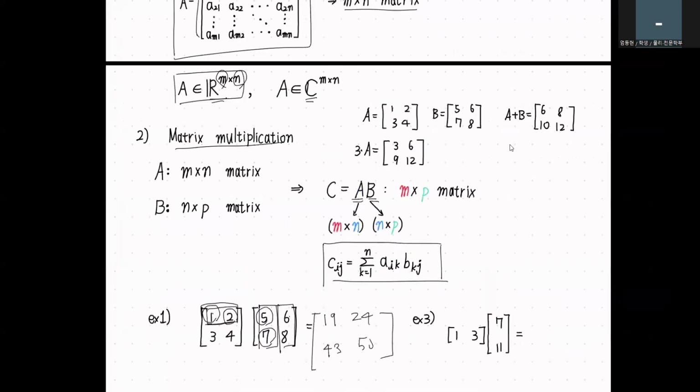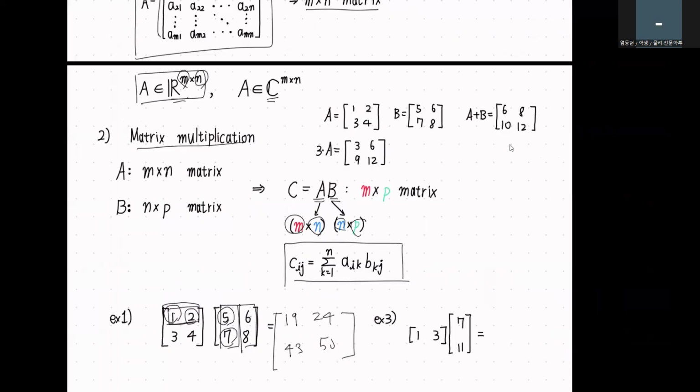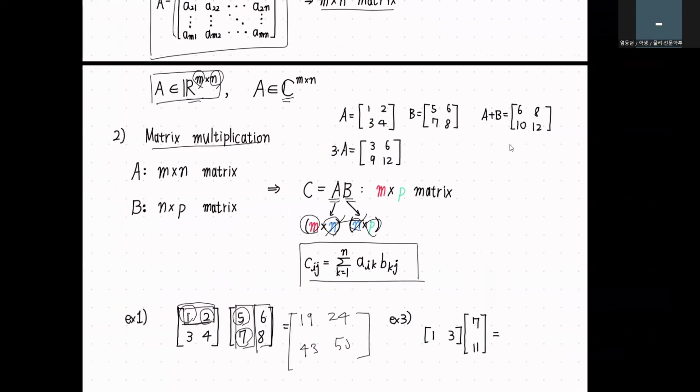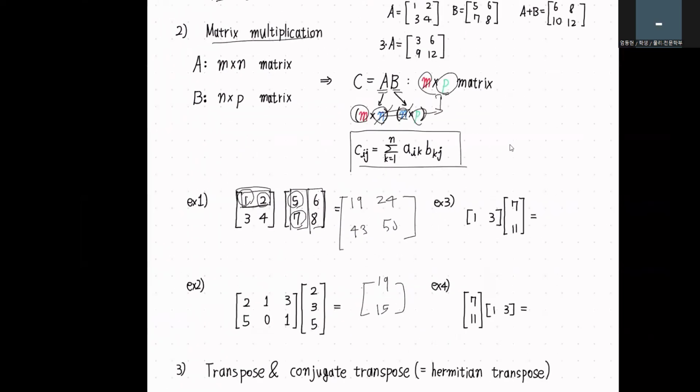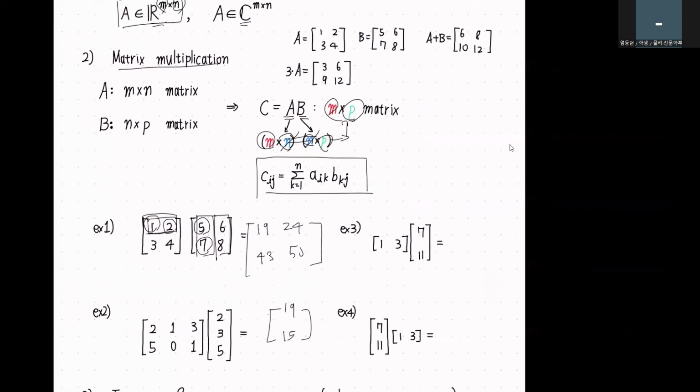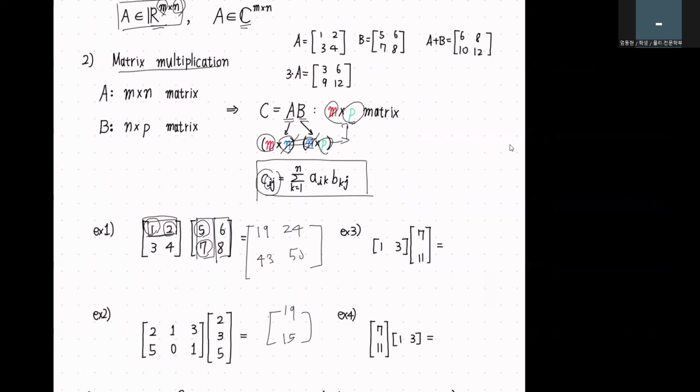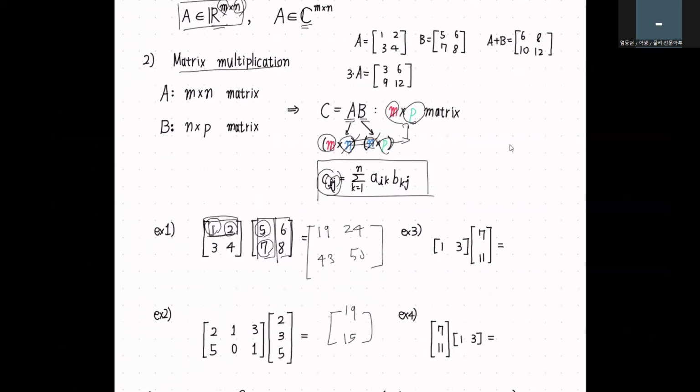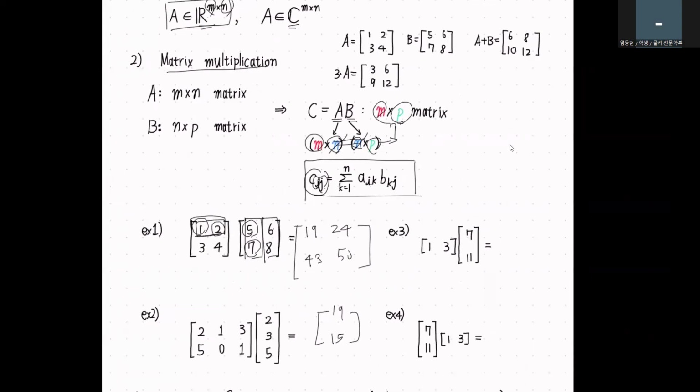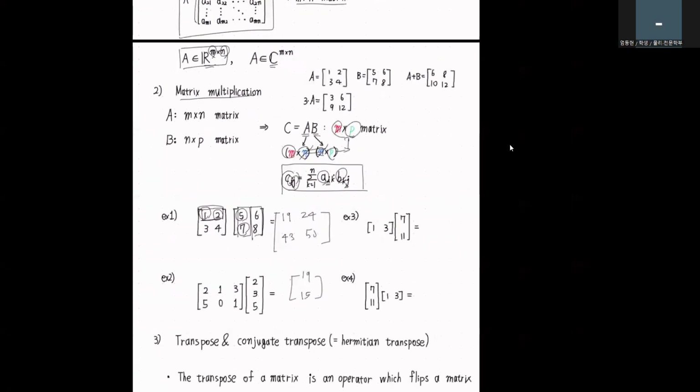When we multiply an m by n matrix with an n by p matrix, these n's basically cancel out, and we get an m by p matrix. For the element in the ith row and the jth column, we multiply the vectors. If you ignore this k for a second, this is the ith row, and this is the jth column. We take all the elements in the ith row of A and the jth column of B, and we multiply them and add them together, basically.